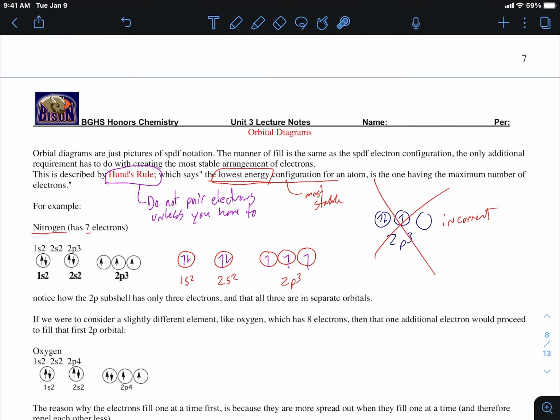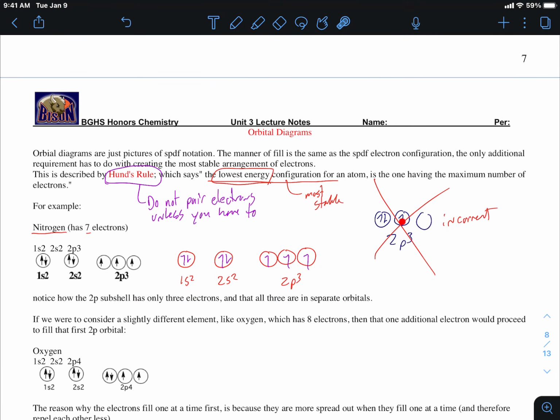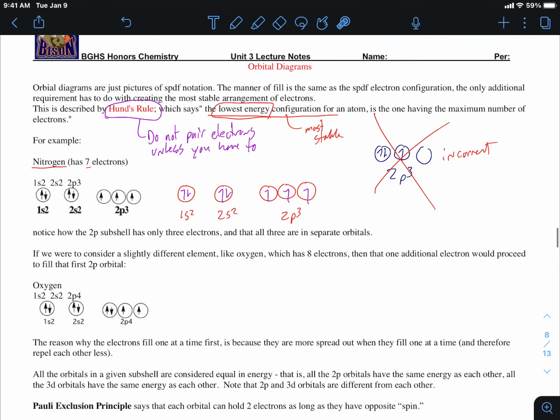Okay, so electrons naturally spread themselves out, and there are going to be fewer repulsions that way, and that's going to be more stable. And that's Hund's Rule. Electrons must spread out. They cannot be paired unless they have to be paired. So what do I mean by have to be paired?